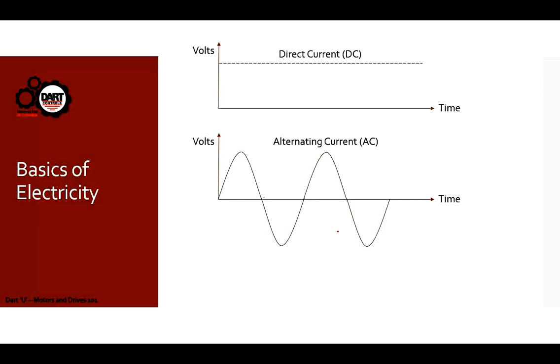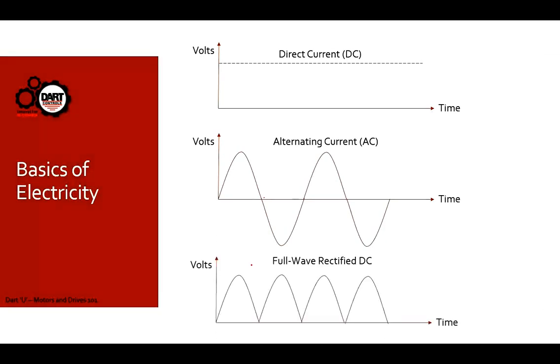But in the case of a DC control, what we're going to concern ourselves with is something called full wave rectified DC. If you look at these three waveforms, all we're doing to create full wave rectified DC is taking the alternating current, the negative going portion of that, and flipping it up to the positive side. So even though it's a bumpy representation, it's still always positive, and it's a simulated, if you will, direct current.